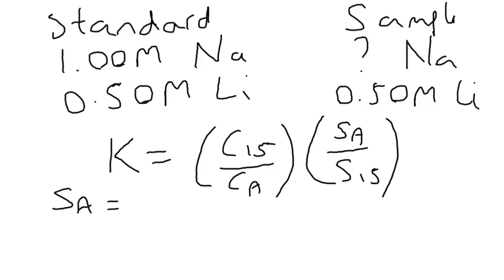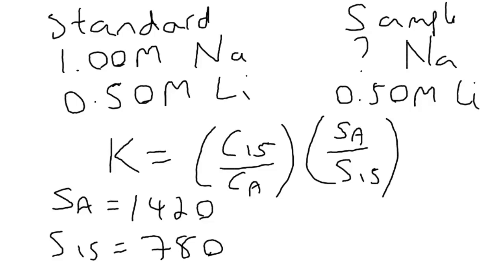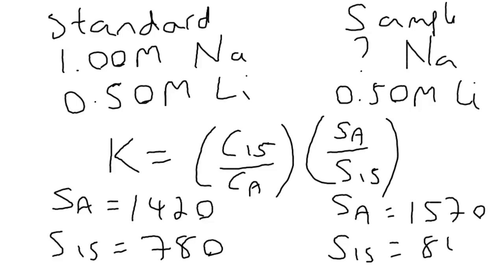We know the concentrations. We've got to know the signal of the analyte for the standard. So let's say in this case that was 1420 arbitrary units, and the signal for the lithium, which is the internal standard, was 720. And then we'll do the same for the sample solution. The signal for sodium, the analyte, in this is 1570, and the signal for the lithium, the internal standard, is 842.